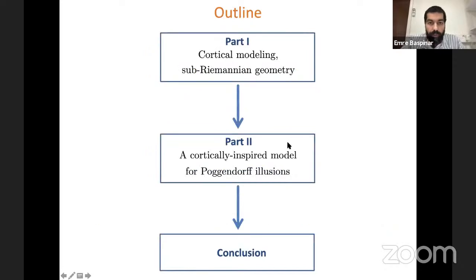First, I will provide some general information about cortical modeling and about the notion of sub-Riemannian geometry, which actually have been explained in quite some detail by previous speakers. And in the second part, I will present a cortically inspired model for Poggendorf type illusions. And finally, I will quickly wrap up by mentioning our future plans and the directions of research regarding the continuation of this work.